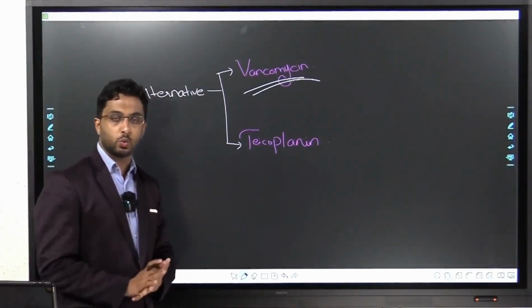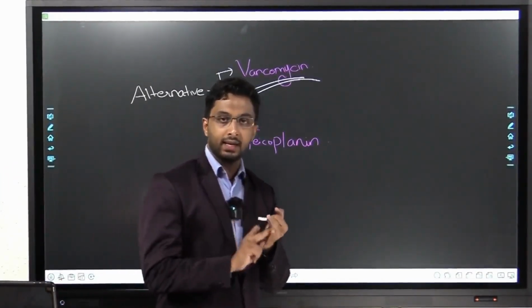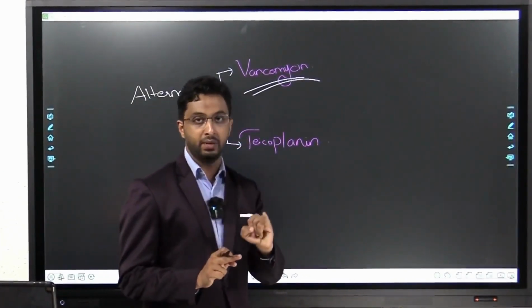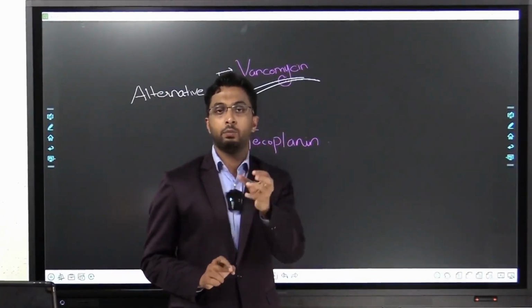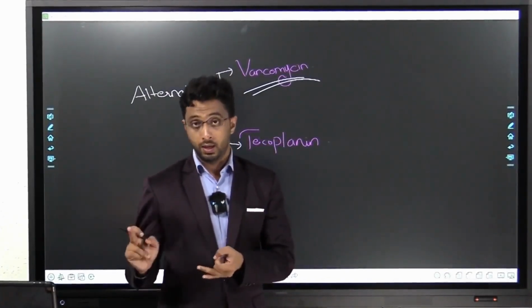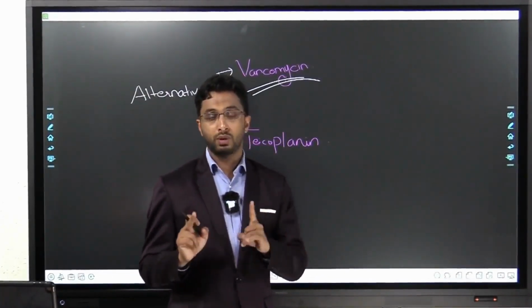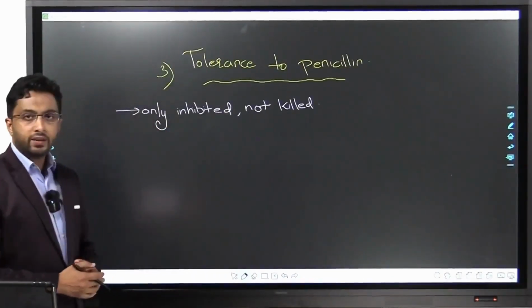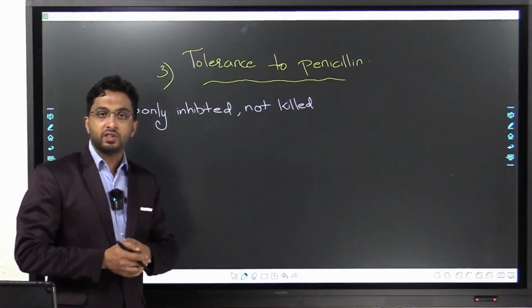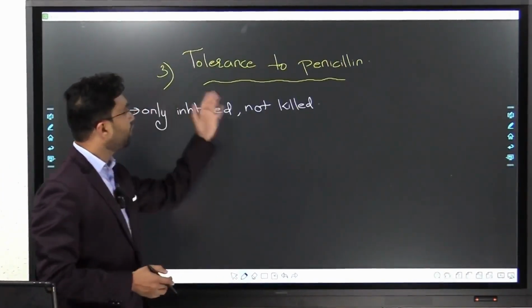Okay, that's the second type. So we studied two. What are they? One is beta-lactamase, which is plasmid mediated. Then we came to the second type, where the target protein, PBP2A, is altered, and it is chromosomal DNA mediated. Now the next mechanism by which they develop resistance is tolerance to penicillin.